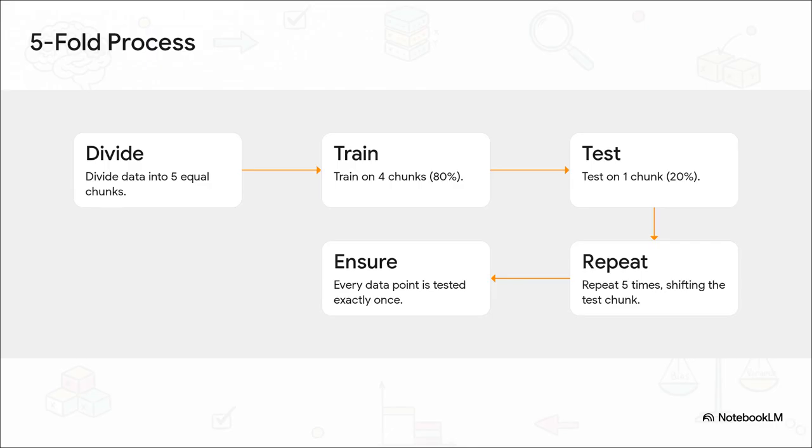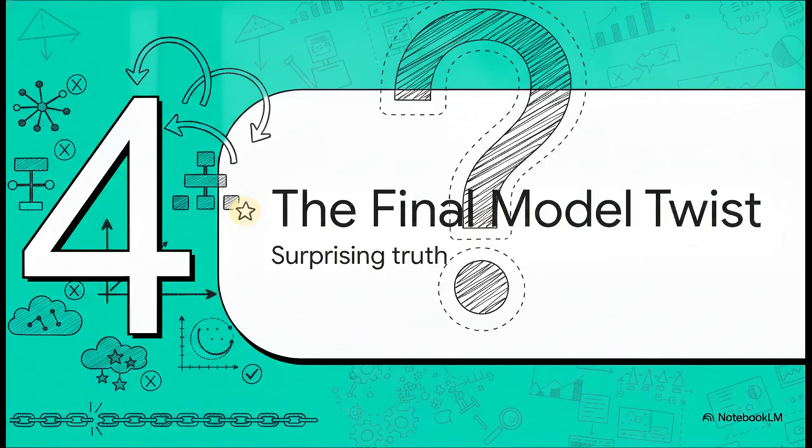The final result, that's step 5. We guarantee that every single data point ends up in that 20% test set exactly once. By the end of it, we've used literally every data point we have to truly understand how well our model predicts new data. It's brilliant. And that brings us to section 4, the final model twist, the surprising truth about production models.